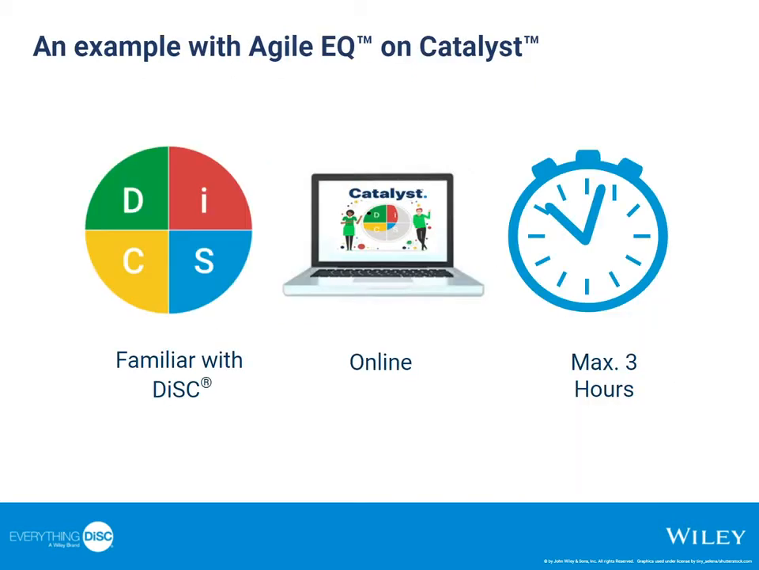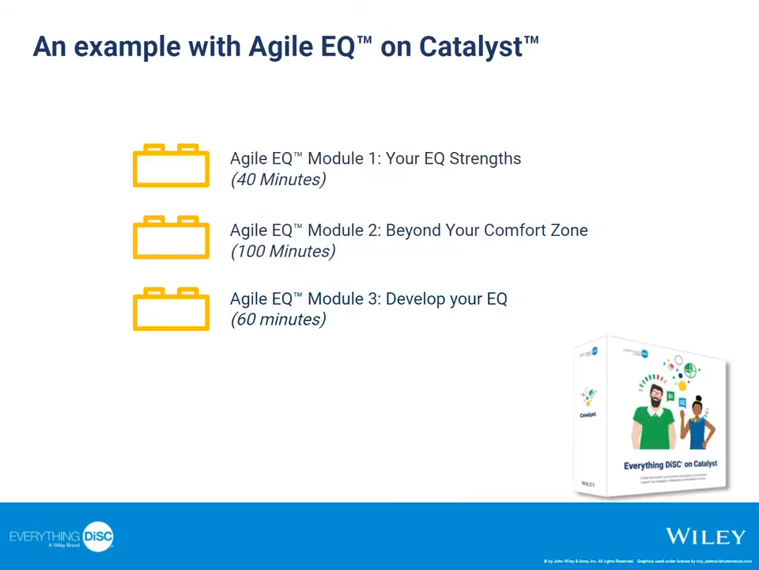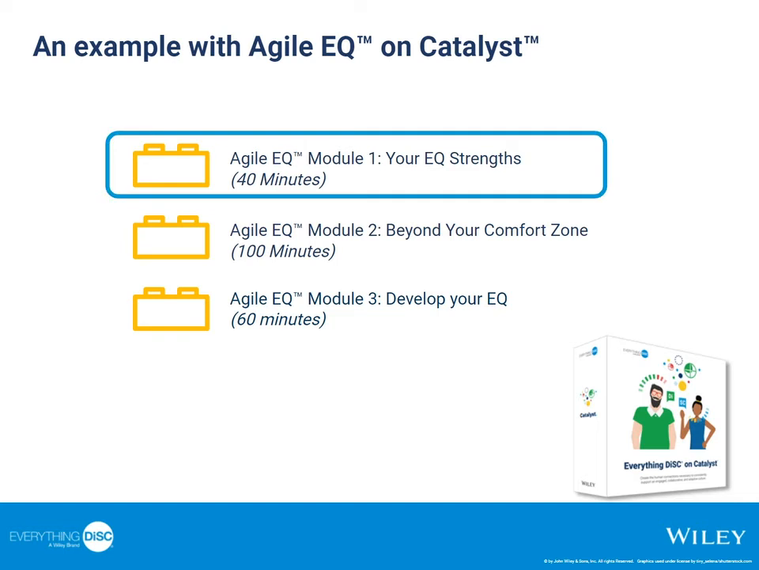You are going to deliver an Agile EQ workshop to a group who have completed a DiSC workshop within the last 6 months. You've been asked to keep the session under 3 hours. As the group have recently been through the Fundamentals modules, you decide to go straight to Agile EQ. Starting with your EQ strengths to help learners discover their unique emotional intelligence strengths and the core needs that drive them.